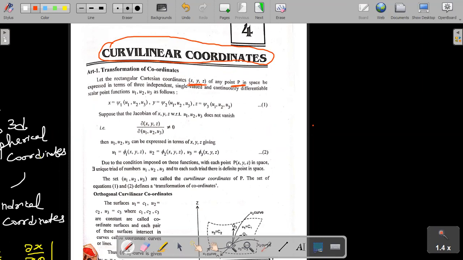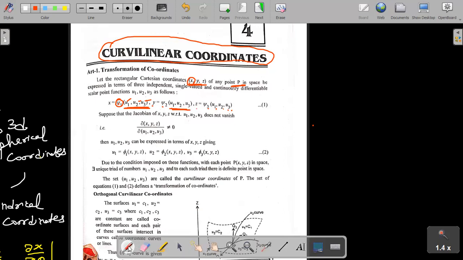I can express x as some function phi 1 of some new coordinates u1, u2, u3. Similarly, I can express y as some function of the new system u1, u2, u3, and z as some function of again the same coordinates u1, u2, u3. Obviously, all these coordinates u1, u2, u3 should be independent of each other. They should not be dependent on each other. They should be differentiable. They should be continuous, right? Because continuity and differentiability is something which we always want from an ideal system.